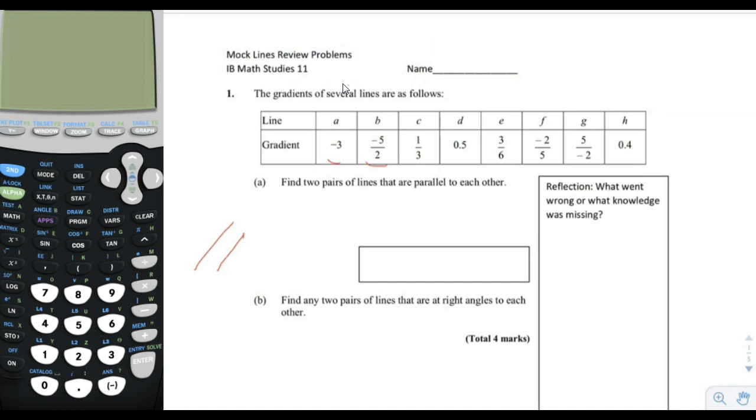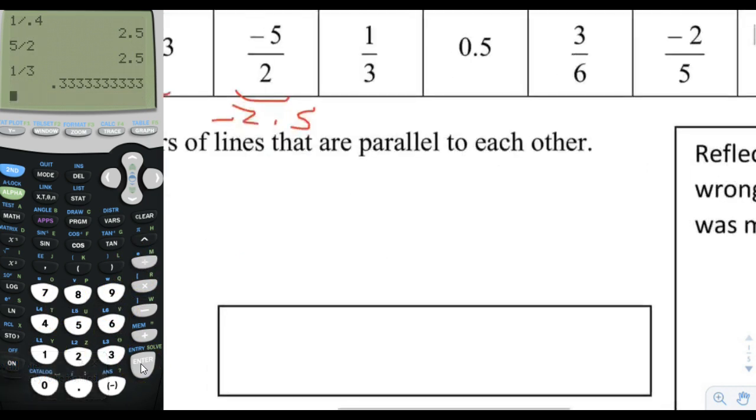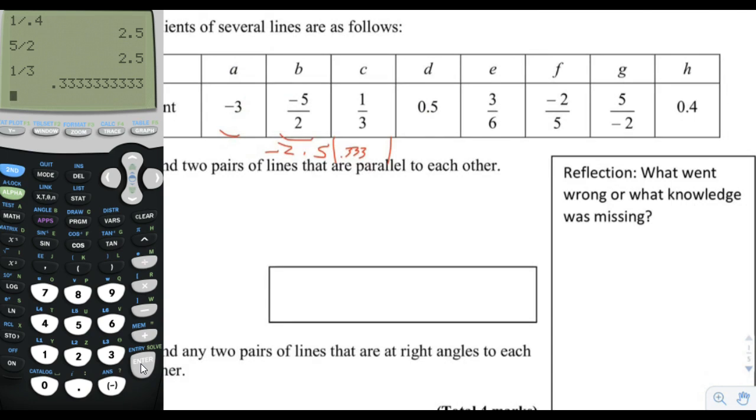Okay, so to see if they're all the same, one way you could make sure is to change all of them to a decimal. For example, anyone that's not a decimal, like -5/2, you can just change to a decimal by dividing it out. I get -2.5. 1/3, for example, is equal to 0.333. And then 3 divided by 6 is 0.5. -2 divided by 5 is -0.4. Okay. -5 divided by 2 is equal to -2.5 also.